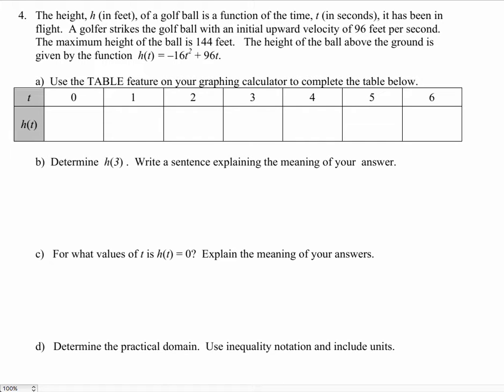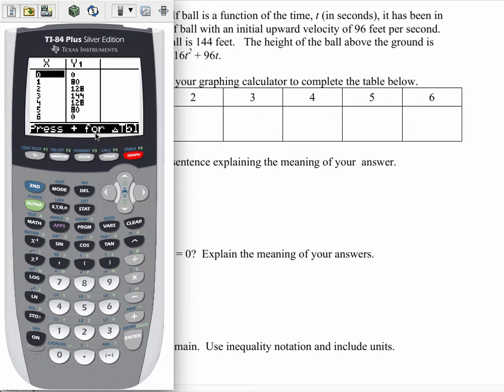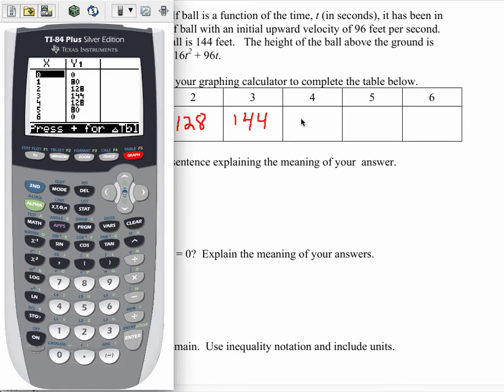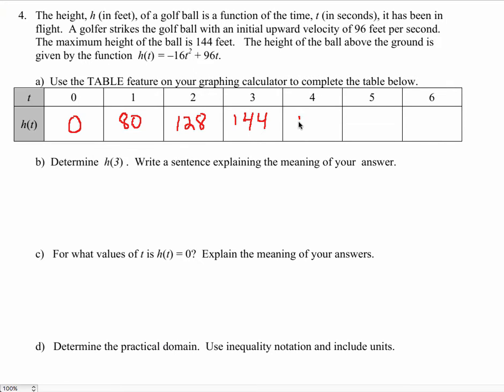So let's go back over to our table and we'll copy that information in here. At 0, it's at 0. At 1 second, we're at 80 feet. At 2 seconds, we're at 128 feet. At 3 seconds, we were at 144 feet. Then at 4 seconds, you see we're going to start coming back down now. We go down to 128 feet again, then 80 feet again, and then down to 0 feet again.